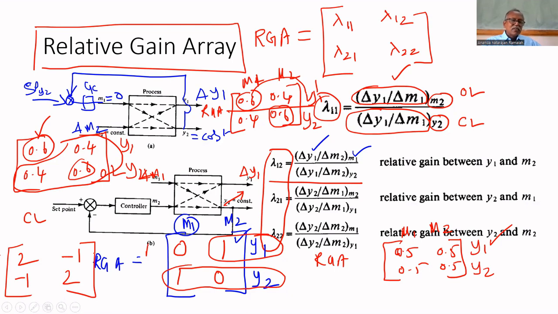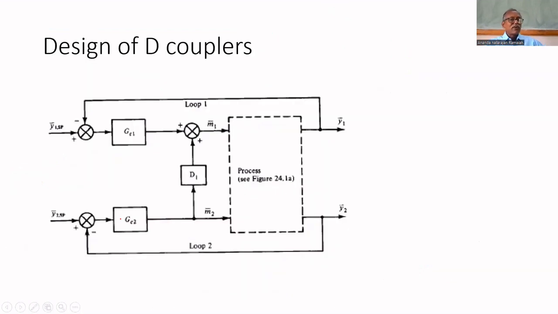It means this M1 has strong effect on Y1. At the same time, M2 has reverse effect on Y1. That's why it is very difficult to control. If you get any negative values and greater than 1, it is very difficult to control. In that case, we have to do something else. For that, we can find decouplers. Decoupler means it will compensate for that interaction. This decoupler D1 will compensate for the interaction.